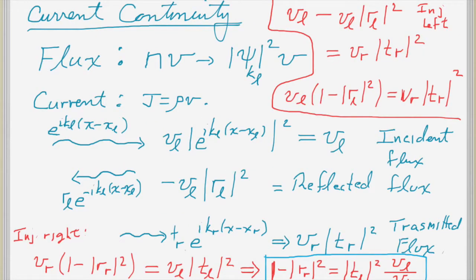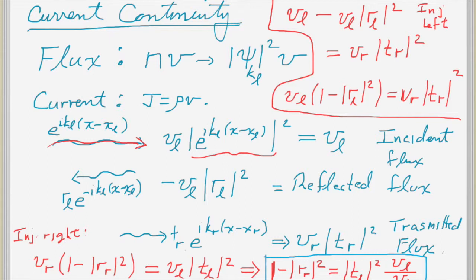Current continuity is formulated in terms of flux, and flux is density times velocity. For a wave function, the density is like psi squared, so the flux is psi squared times the velocity of that wave. The injected wave, which is just this exponential, has psi squared equal to 1, so its flux is just its velocity.